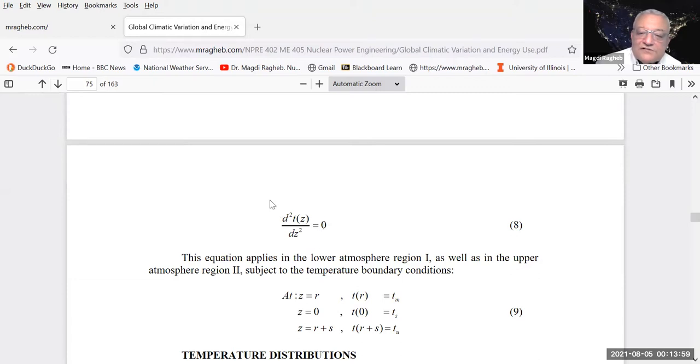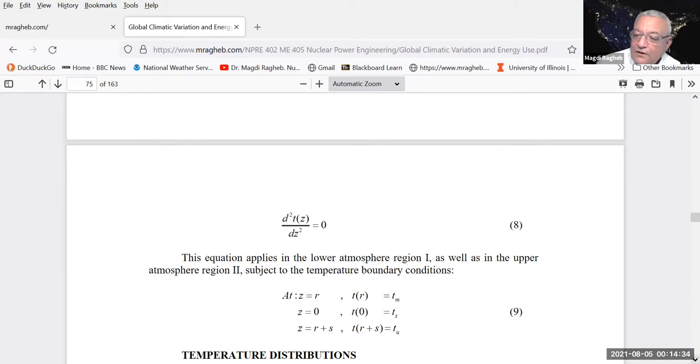You can solve any differential equation like this one if you know the boundary conditions. So we'll call the temperature at a height of the troposphere T sub m. At the Earth's surface, Z zero, we call it Ts for T sub surface. And above the atmosphere, we take the height of the troposphere plus the thickness of the area above the troposphere. We call this T upper. And all we do now is solve the differential equation and apply those temperature values in them.